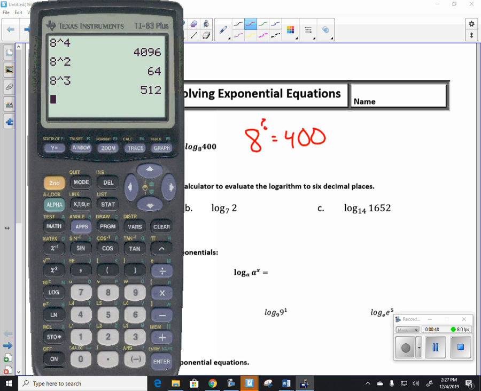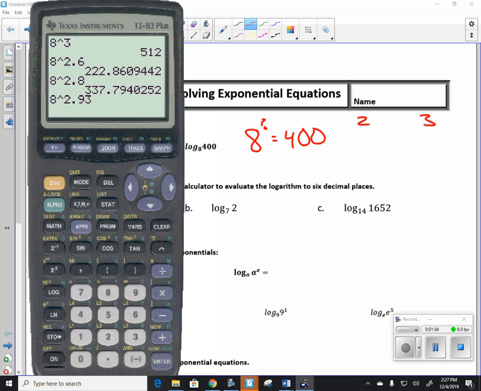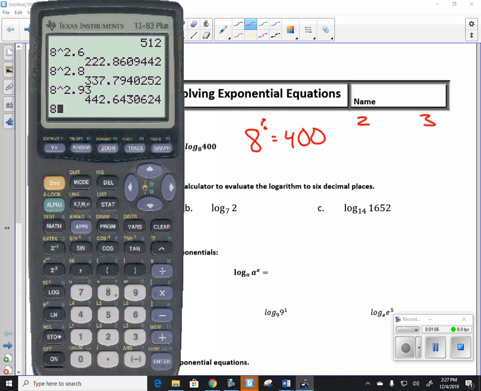So everybody agree it's somewhere between 2 and 3. So you're trying 2.6, 8 raised to the 2.6. Into 2.8. Into the 2.93. 2.91. Into the 2.9. Would it be nice if we had an easier way to figure this out?